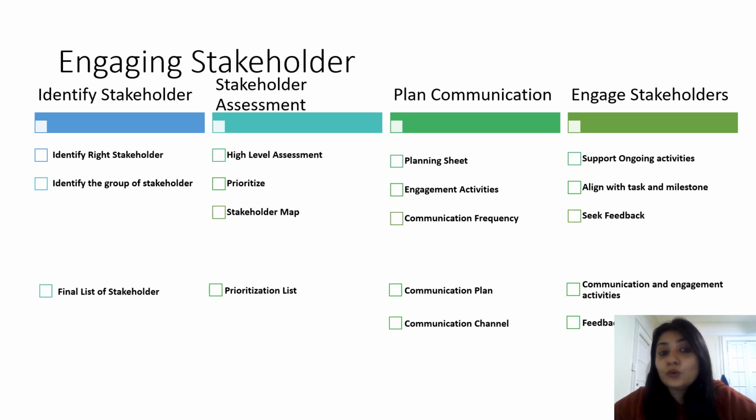So identifying stakeholders, assessment and communication planning, these three things are done at the start of your project, and then comes the engage stakeholder activities, which are done during your project. You take help from stakeholders to support ongoing activities, you align the tasks and milestones with your stakeholders, and you seek feedback. It's important to seek feedback as well as to work on the feedback. So these are the steps for engaging your stakeholders.